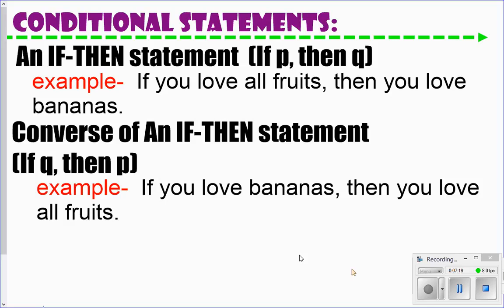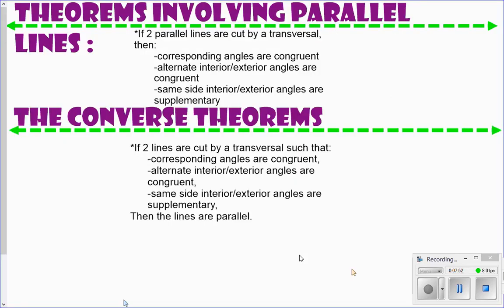Now, sometimes in geometry, we'll have conditional statements that are true, but then when we look at the converse, it is not true. And other times in geometry, both the conditional statement and the converse will be true. In this particular example, just because I love bananas doesn't mean that I love all fruits. So here we had a true conditional statement, but its converse is false. It's not necessarily true.